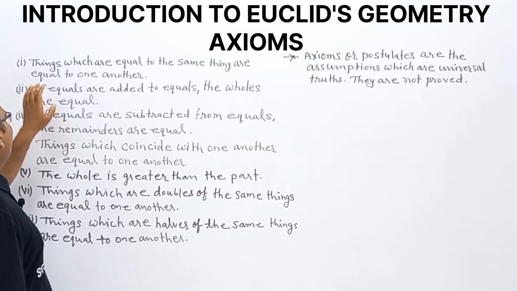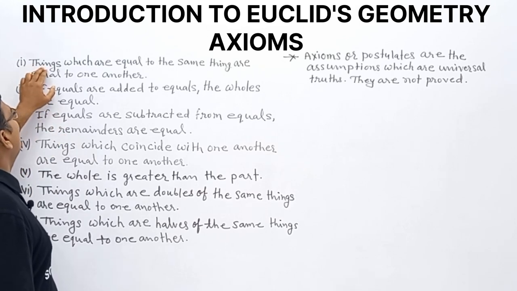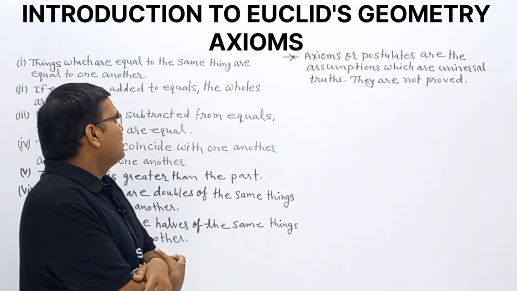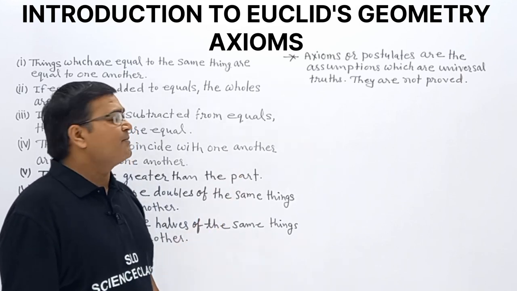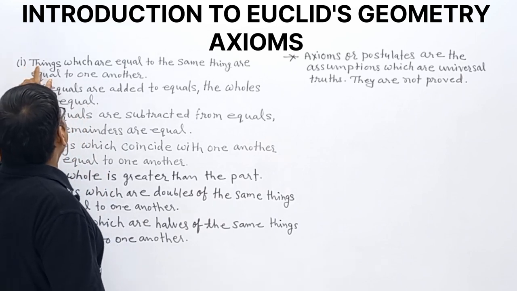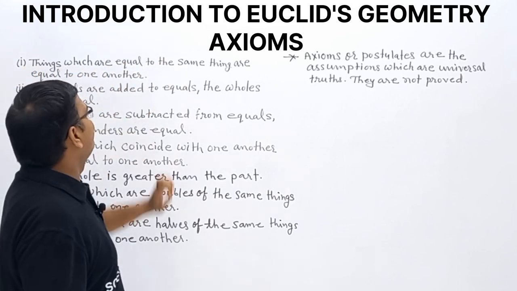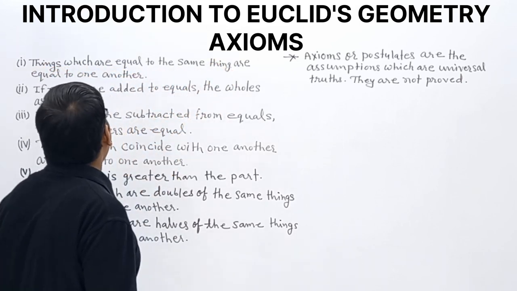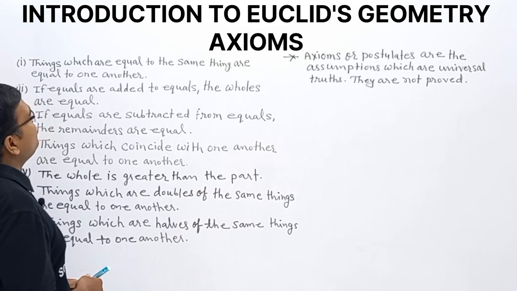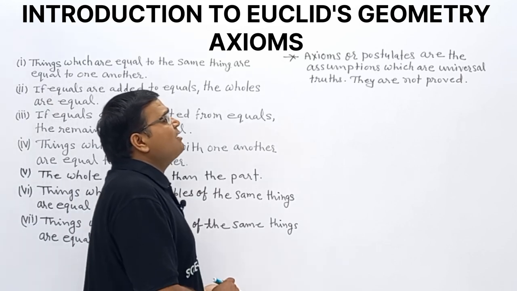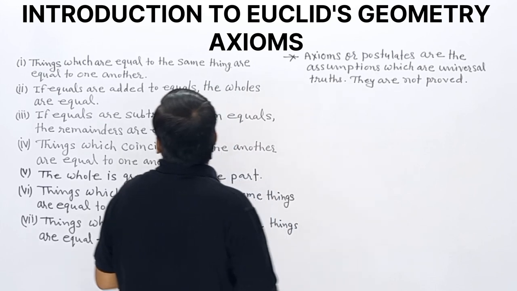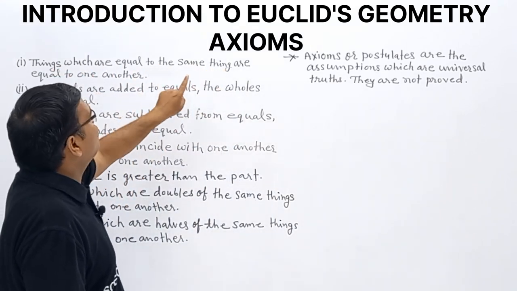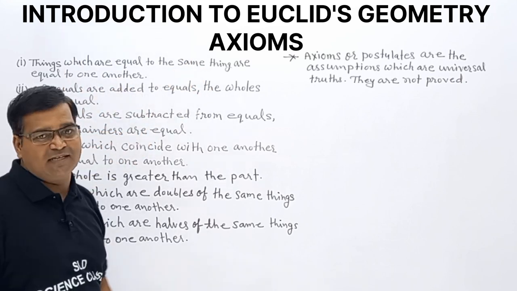Observe, the first axiom of Euclid. Euclid is the name of the scientist. He gave these assumptions. So the first one is: things which are equal to the same thing are equal to one another.